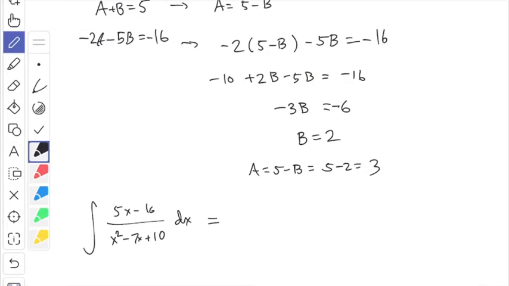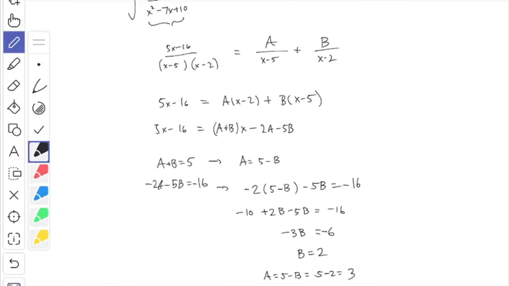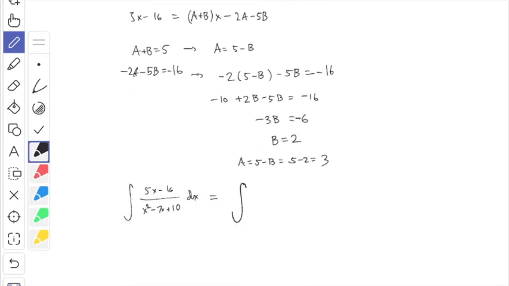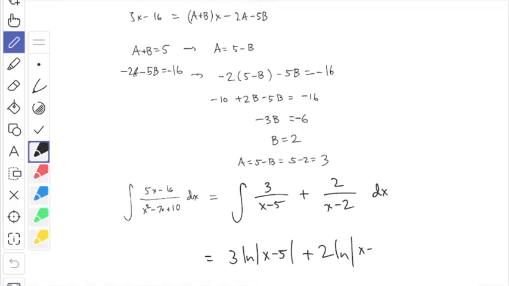All right, then let's plug in. The way that I had set this up was A on top of the x minus 5. So A is 3, so it's 3 over x minus 5 plus 2 over x minus 2. That's the partial fractions decomposition. And now we can just simply do the integrals. The numerators end up being like coefficients, and the denominators turn into logs. So this is 3 natural log of x minus 5 plus 2 natural log of x minus 2. That's that. The integral's easy once you do the partial fractions. All right.